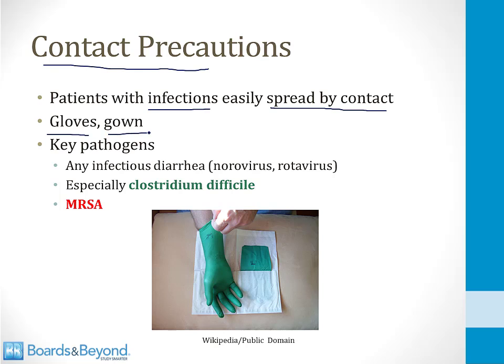The most common places where you'll encounter contact precautions in the hospital are first for any patient who has infectious diarrhea like norovirus or rotavirus. People hospitalized with these viruses can cause an outbreak that can spread through the entire hospital.